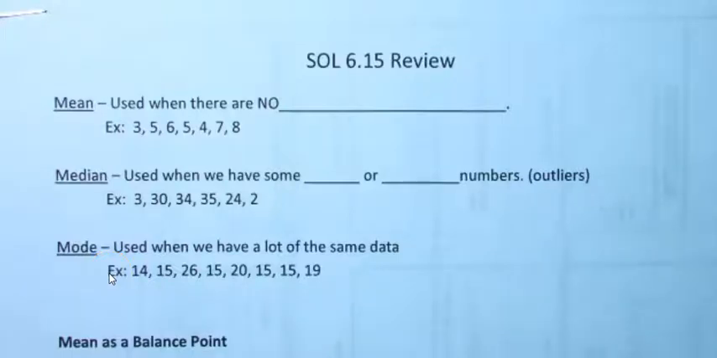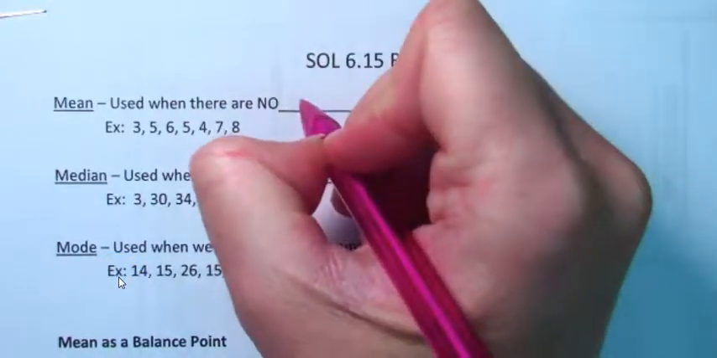This lesson is on SOL 6.15, which dealt with our measures of central tendency, which were our mean, median, and mode. So we're just going to review what mean, median, and mode are right now and when to use each one. If you remember, we use mean when there are no outliers.